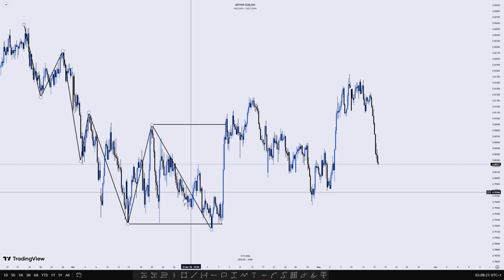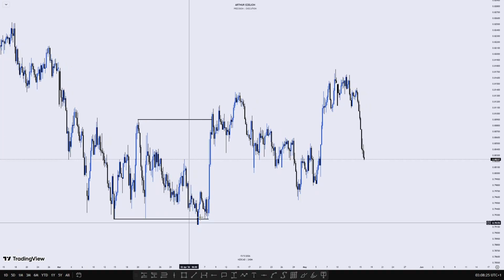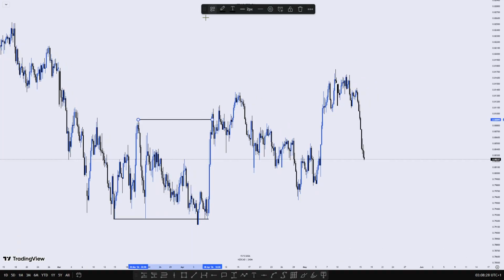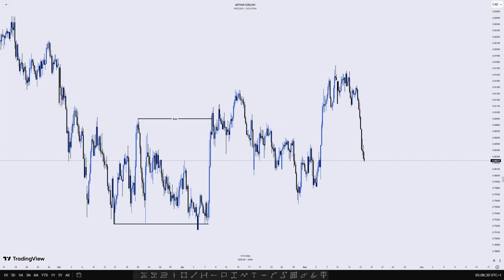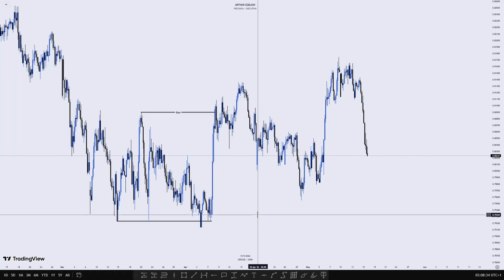So we are having two criteria. Let's clean this up. We are having two criteria: one, a liquidity sweep; two, a break of structure. Now, the next criteria we are looking for is to see what I would have done.